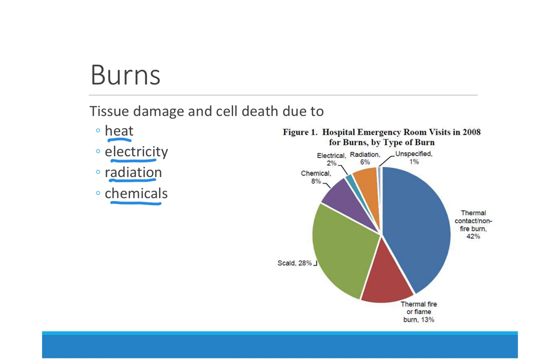If you look at figure 1, you can see the various types of reasons for somebody to have to go to the hospital because of a very bad burn, and that most of them are involved with direct heat. Here we have burn from heat that doesn't involve fire, burn from a fire or flame, and then burn from scalding, which is very, very hot water. So heat is the primary culprit when it comes to burns.